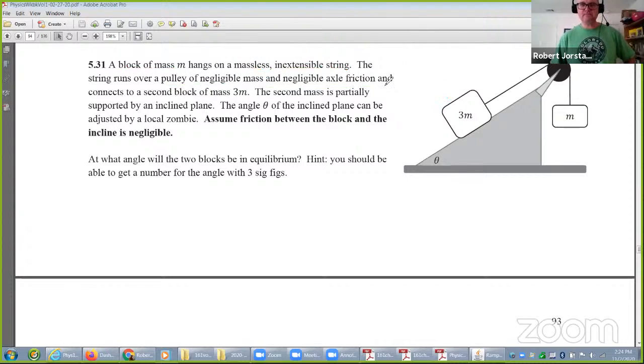Okay. Great. So the second mass is partially supported by an inclined plane. Got it. The angle theta can be adjusted by a local zombie. Great. And then it says, at what angle will the two blocks be in equilibrium? What does equilibrium mean?